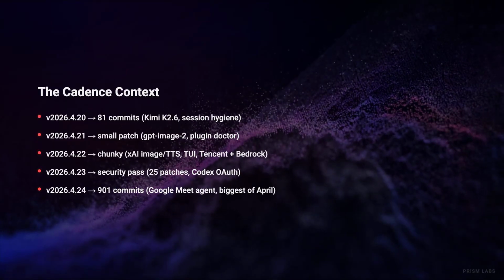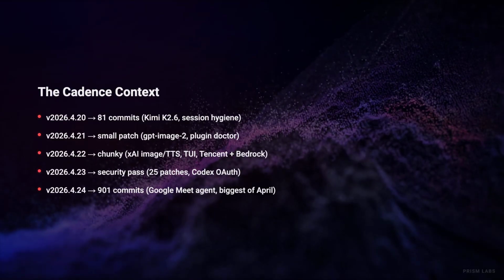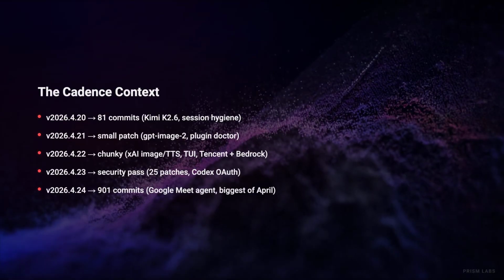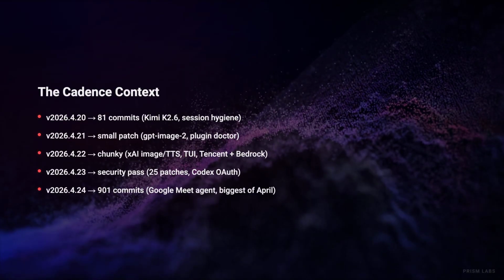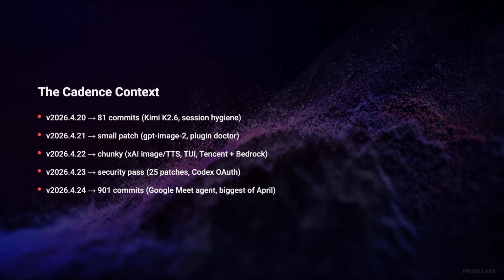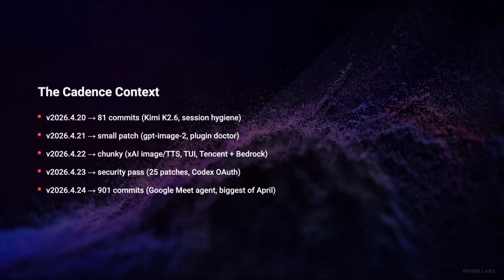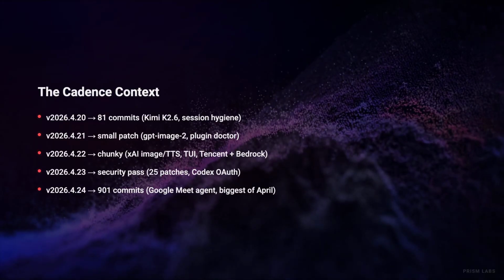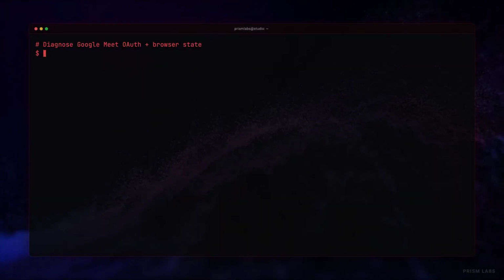The cadence reads, chunky, patch, chunky, security, chunky. This one breaks the alternating pattern by being 2 chunky features in a row, with the security release sandwiched in the middle. That is what an aggressive ship cycle looks like when the maintainer is willing to keep shipping through the weekend. Google Meet is the headline.